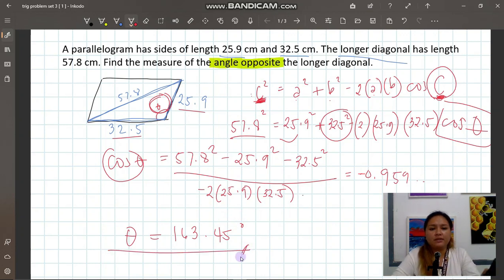Kindly verify your answer. I haven't pre-solved it before taking this video due to time constraints, so I'll be very open if you have any corrections. Don't hesitate to post a comment. Basically it's 57.8 minus 25.9 minus 32.5. Did I put squared? Yes, I did. So if there are any errors in our solutions, just let me know, comment down.